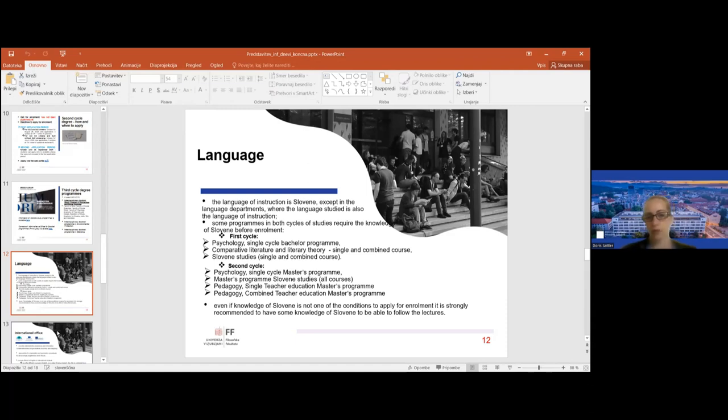It is important to mention that even if knowledge of Slovene is not one of the conditions to apply for enrollment, it is strongly recommended to have some knowledge of Slovene to be able, of course, to follow the lectures.